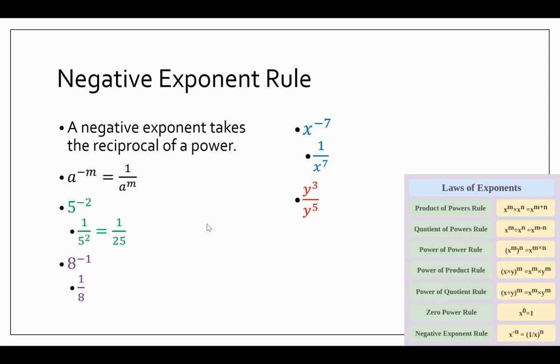Here's a wacky one. y cubed over y to the 5. Now, if we do our math, we're going to get y to the negative 2. Remember, we subtract top minus bottom. Well, top minus bottom leaves us with y to the negative 2. But that can be simplified down to 1 over y squared. You will have a couple examples like this on your homework.